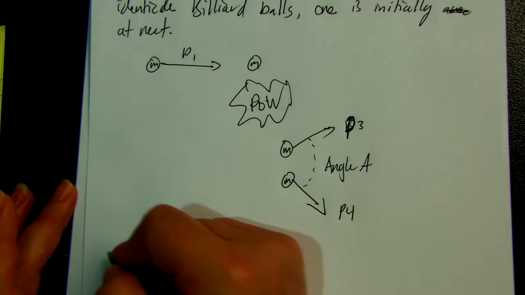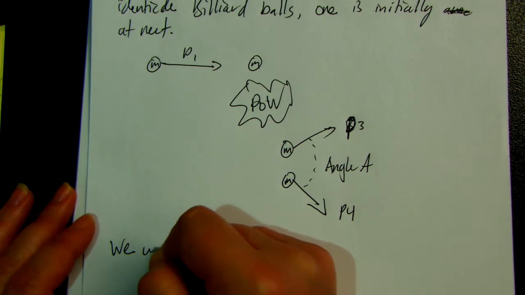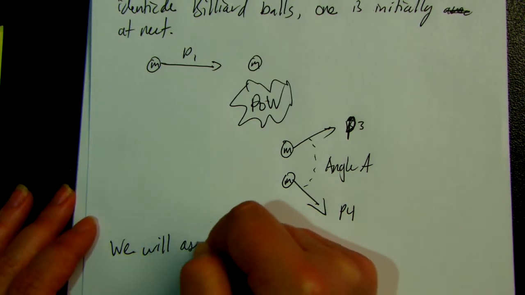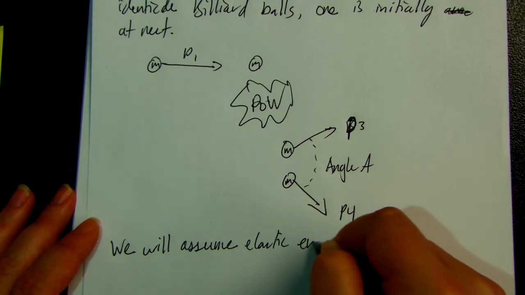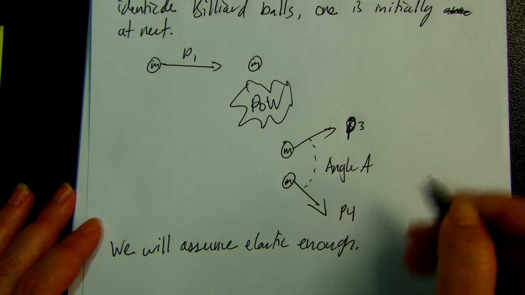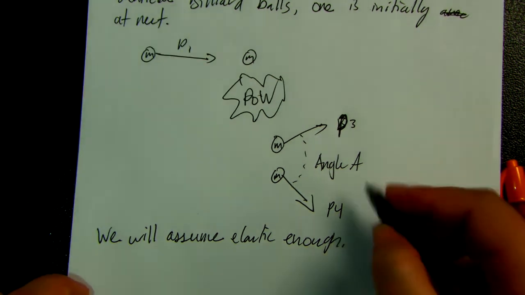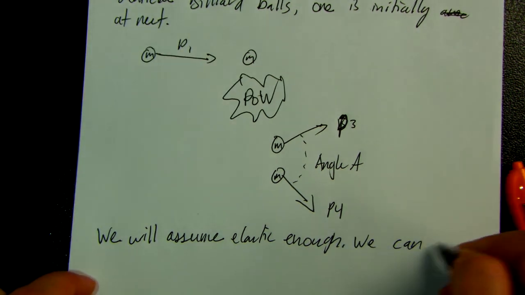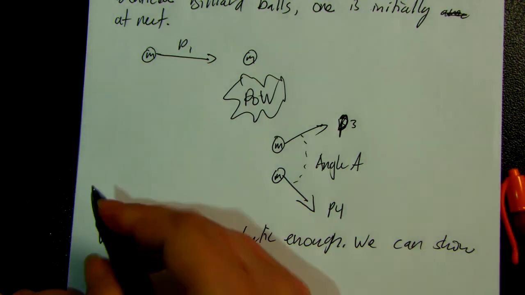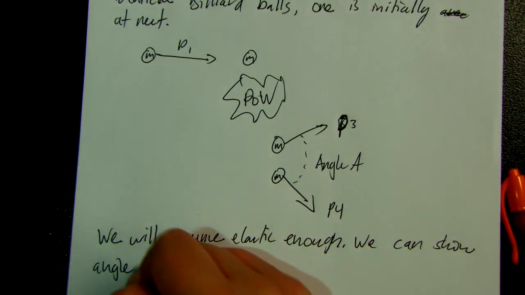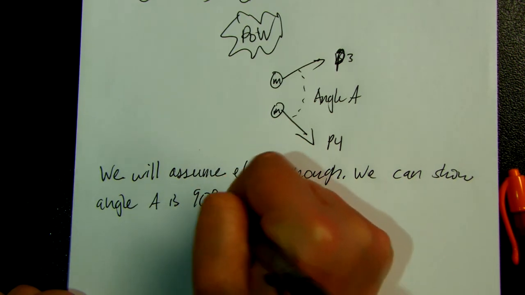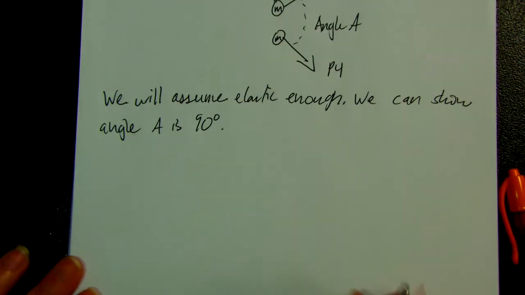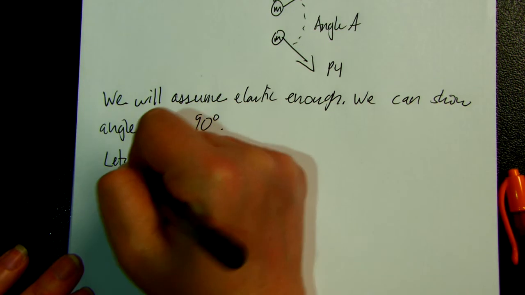Okay, so I stated this, I will write this. We will assume elastic enough, and we can show angle A is 90 degrees. Okay, so let's start with the conservation of momentum.